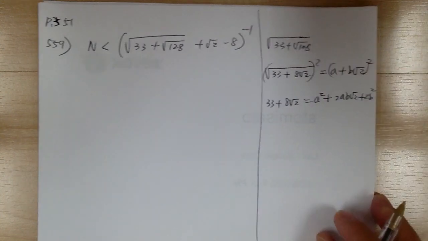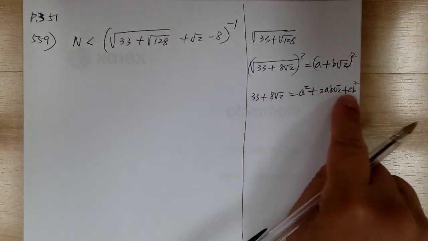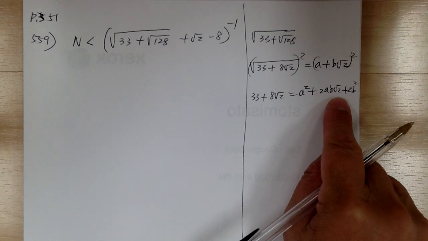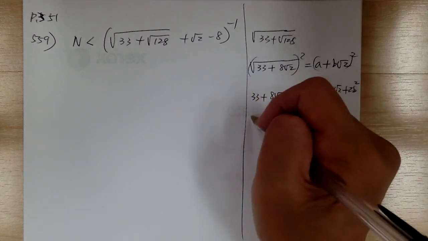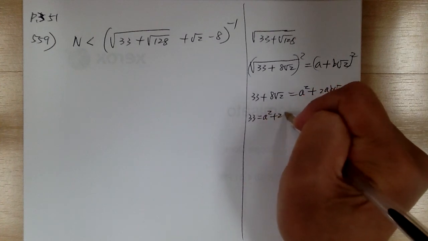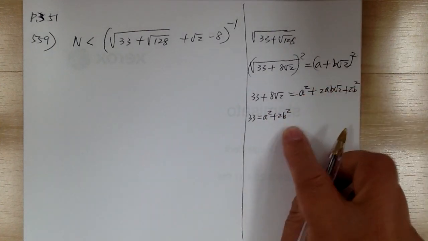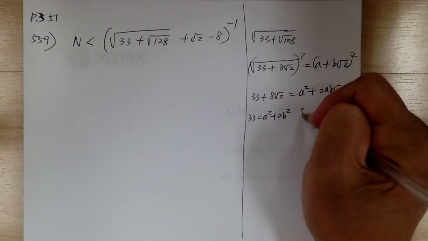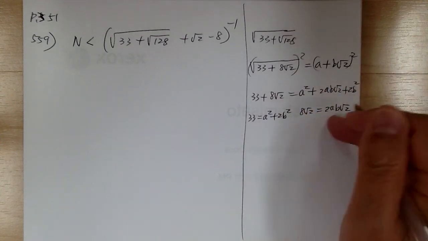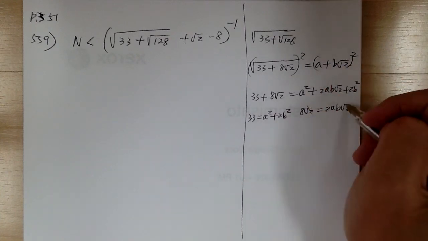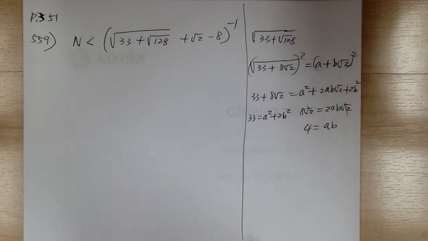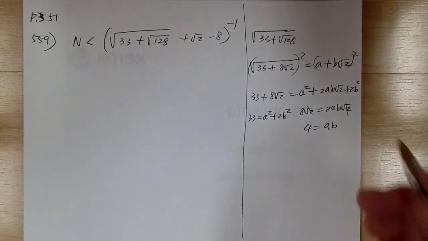Okay. Now all you have to do is matching the integer part with the integer part, square root part with the square root part. Okay, so you got 33 is equal to a squared plus 2b squared. And the square root part, you got 8 square root of 2 equal to 2ab square root of 2. So from here, you divide by square root of 2. It cancels out. Divide by 2. So 4 is equal to ab. Okay. So 4 equal to ab.